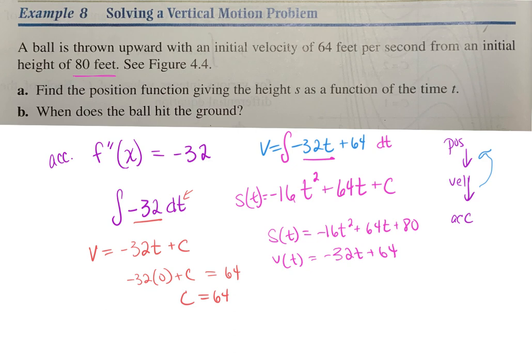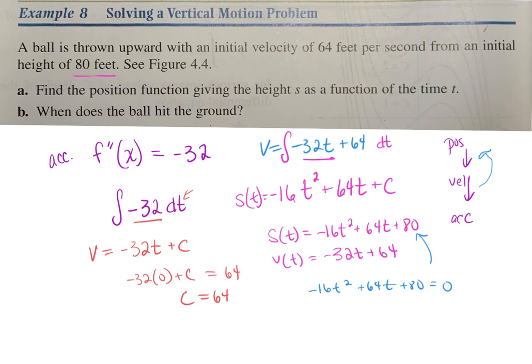Now they've asked me another question. We found the position function, but they want to know when the ball hits the ground. How do I know when the ball hits the ground? What's the height of the ball when it hits the ground? 0. Which one, position or velocity, tells me the height? Position. So all I have to do is set this guy equal to 0. Negative 16t squared plus 64t plus 80 equals 0. Set it equal to 0 and solve.